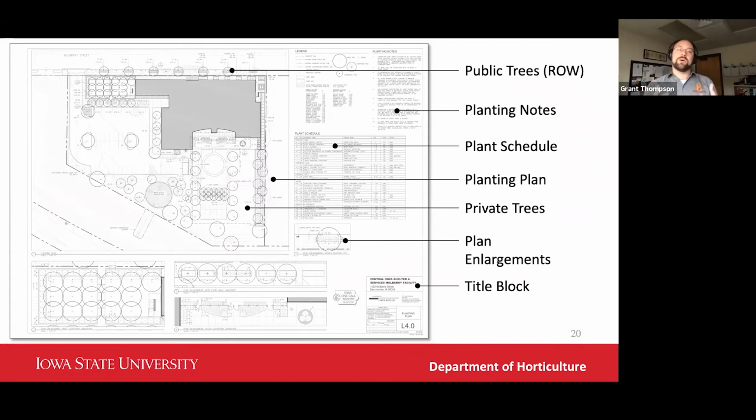This is not one of the ones included in the study because, while any of the plans that I looked at are publicly available, I didn't want to share that information publicly. So I'm not calling out any particular designers, consultants, et cetera. But we have our public right-of-way indicated, we have our planting notes, we have our plant schedule with all of the plant details. And importantly, we have a title block.